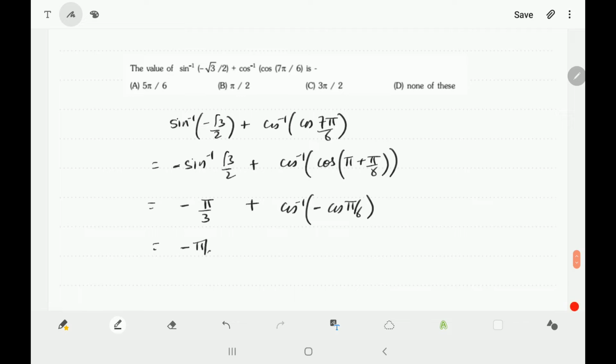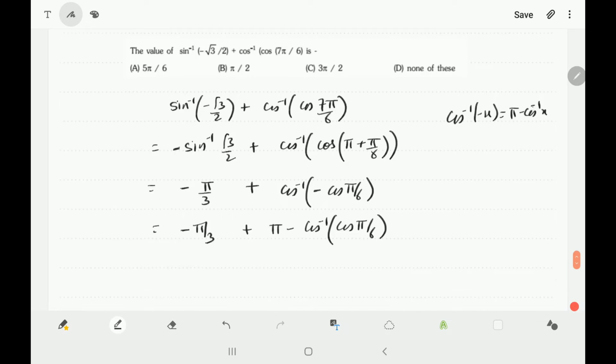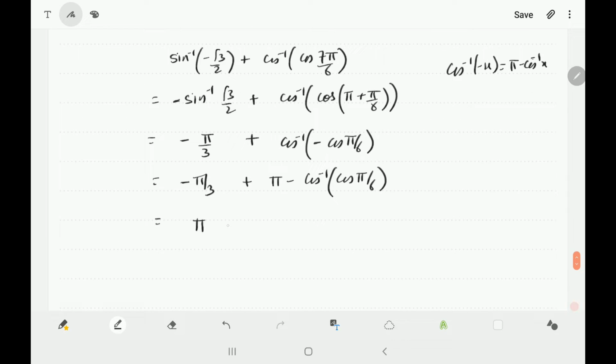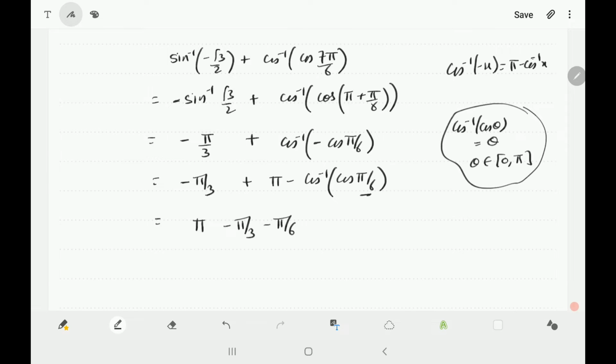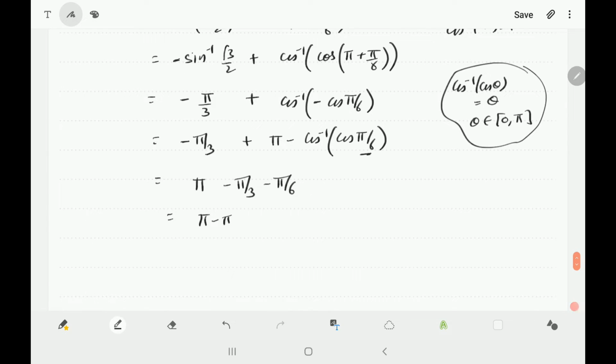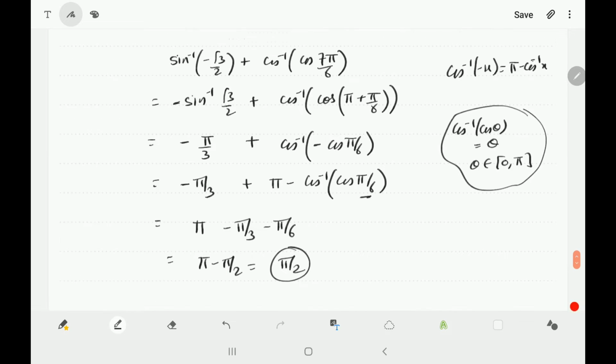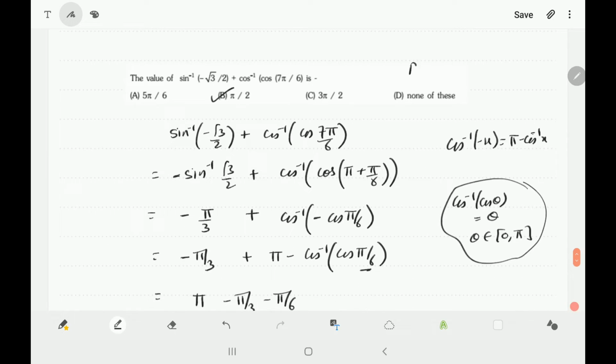So minus pi by 3 plus pi minus cos inverse of cos pi by 6, because we know this property that cos inverse of minus x is pi minus cos inverse x. So now we will have the term pi minus pi by 3 and cos inverse of cos pi by 6. It is in the principal value branch 0 to pi closed interval, so it will be theta only. Cos inverse of cos theta will open up into theta if theta is in closed 0 to pi. This is also a property. So we will have pi minus pi by 2. So the final answer for this problem is pi by 2, which is option B. I hope it is clear.